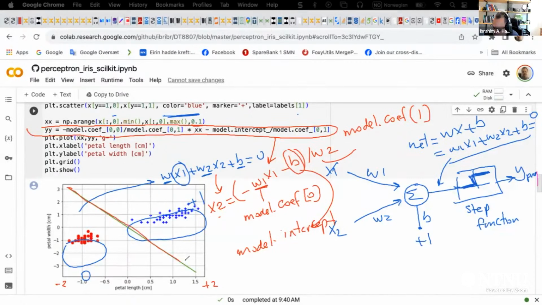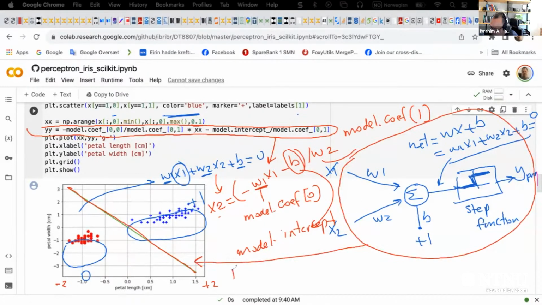In fact, this decision line has been generated using this model, right? This is our model which generated this decision line. We call it the decision line because this line will try to separate those two classes into class 1 and class 0. So now this is my model.